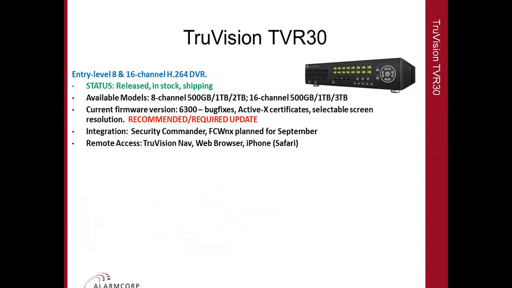Now, very important update. The current firmware version inside the TVR30 is version 6300, and this contains numerous bug fixes as well as updates to ActiveX certificates. It also gives you the option to change the screen resolution. Because it does contain bug fixes, this is actually a recommended/required update. So if you have any sites where you are running the TVR30 and it is running a previous version, it is recommended that you plan to upgrade the DVRs on site at the earliest possible time.